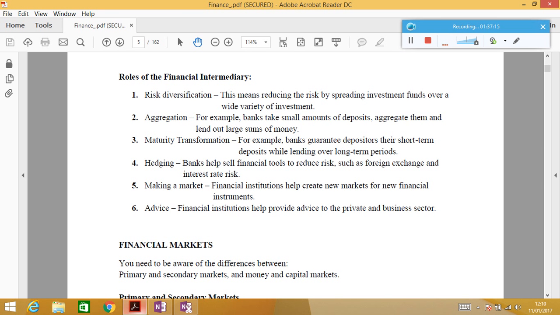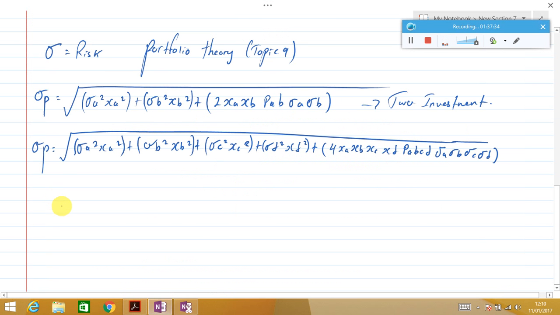Next, hedging. This is the one that you guys are waiting for, forex. Okay, hedging. Look at that. Banks help sell financial tools to reduce risk such as foreign exchange and interest rate risk. Okay, this is forex, hedging. Now, hedging is actually a technique to reduce risk in forex and interest rate risk.